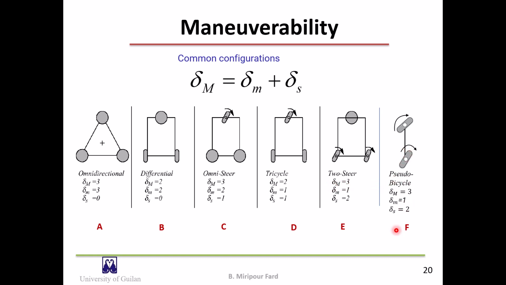And in this robot, which is a Sergio bicycle with 2 steerable wheels, the degree of steerability is 2, and the degree of mobility is 1, and the degree of maneuverability is 3. Here we have 2 steering wheels on different axles. And two constraints are here, so the degree of mobility is 1.